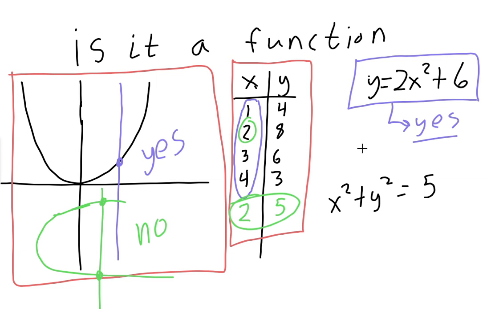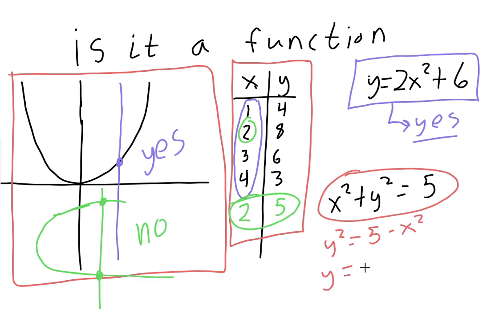If I look at the second option, let's take a look at this x squared plus y squared equals 5. If I were to try to solve for y, I would get y squared equals subtract x squared, so 5 minus x squared, and then I would take a square root. And that's where we run into problems. Because remember, whenever you take a square root, you have to do plus or minus. And if you ever see plus or minus, that's a telltale sign this is not a function. Because you have two different values of y for a unique x.